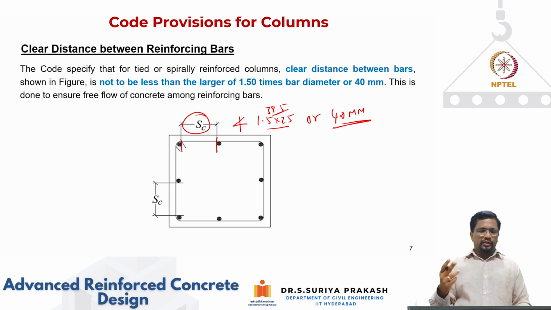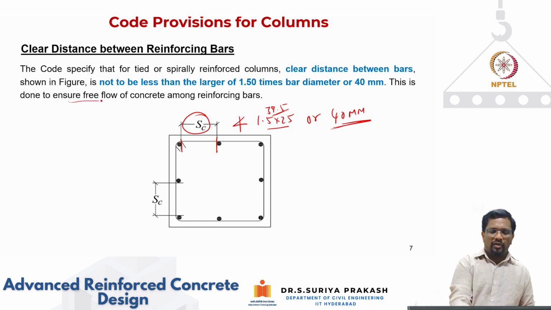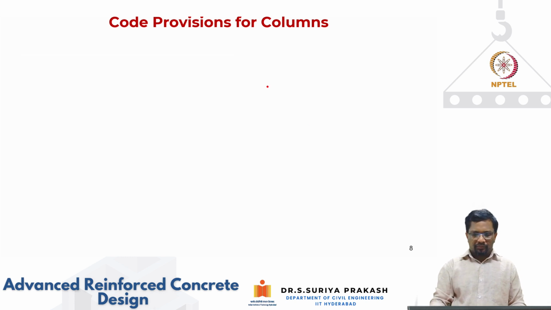In my opinion, the spacing between the longitudinal bars should be at least 3 times the size of the maximum aggregate that you're using. So if I'm using, let's say, a 20 mm maximum aggregate size in my concrete, at least the space between the longitudinal bars should be 3 times 20, which is 60 mm. That's good. This will ensure that the concrete can flow among the reinforcing bars.